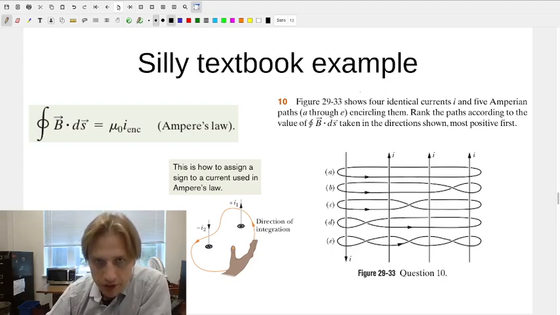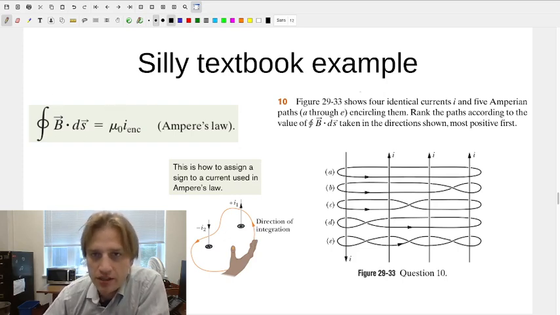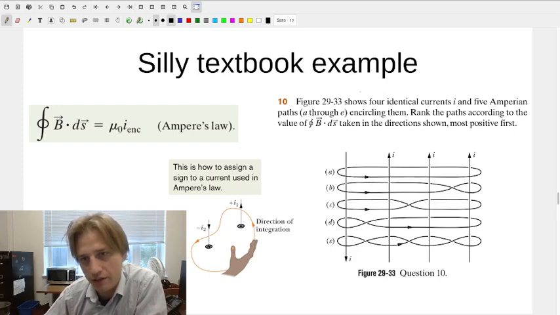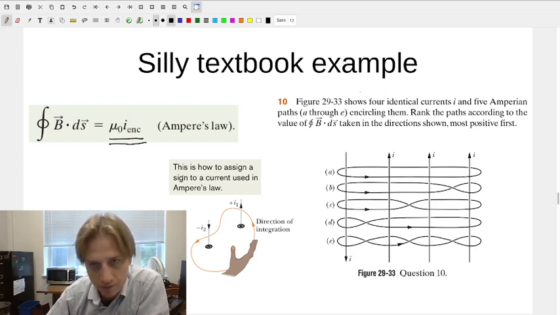So here's a silly textbook example. This is not very useful yet, but it hopefully does give us a feel for what this rule is actually saying. It says, this figure shows 4 identical currents I and 5 Amperian paths A through E encircling them. Rank the paths according to the value of this line integral taken in the directions shown, most positive first.